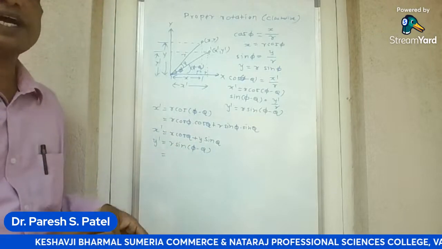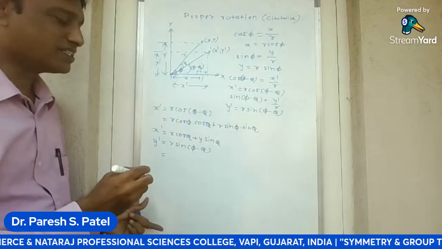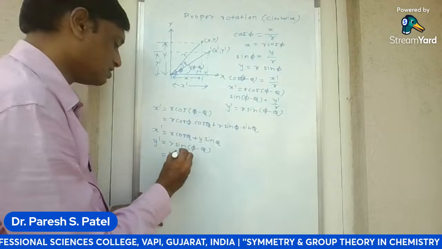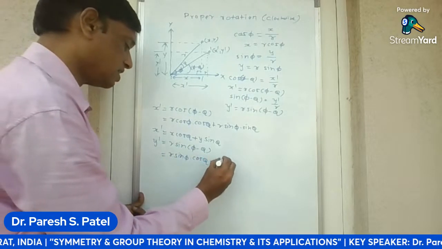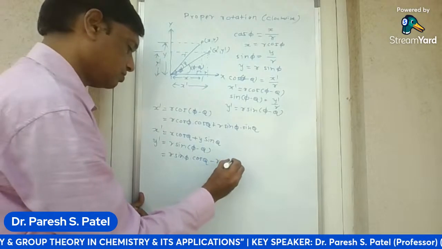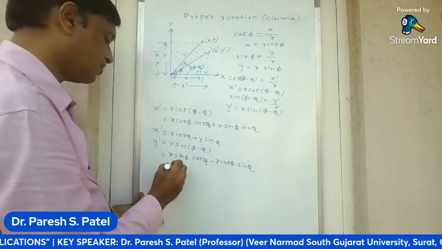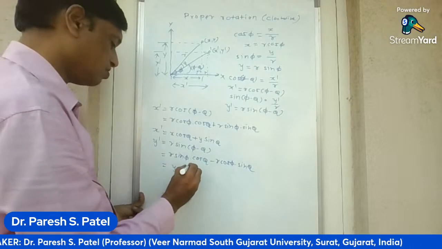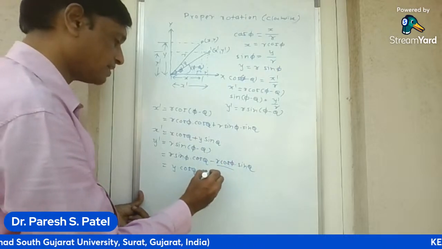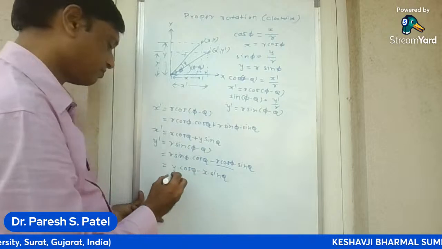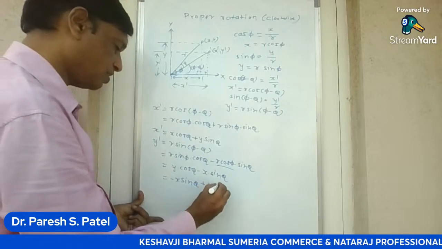We know that sin(a minus b) is equal to sin a cos b minus cos a sin b. So r sin phi cos theta minus r cos phi sin theta is equal to y cos theta minus x sin theta. So y dash is minus x sin theta plus y cos theta.